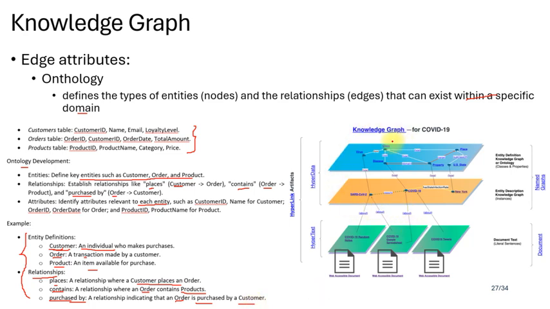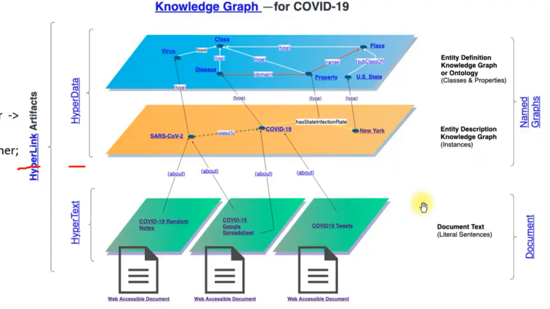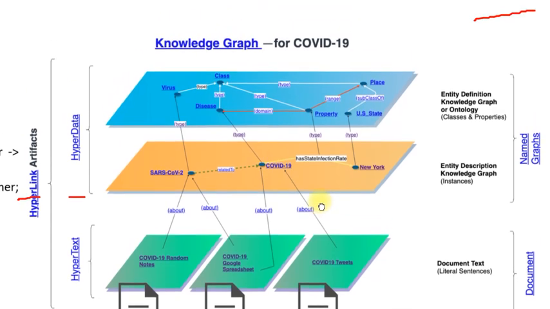And this is the code knowledge graph for COVID-19. In COVID-19, you can see that we have a lot of information related to COVID-19, such as tweets on Twitter, Google Spreadsheets, or random notes. We will link anything to a graph, such as the COVID-19 random notes. Maybe this information is about SARS-CoV-2, or a COVID-19 tweet is about COVID-19 information.